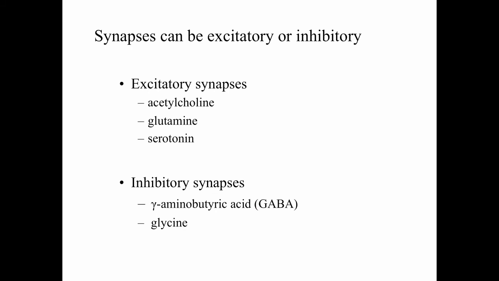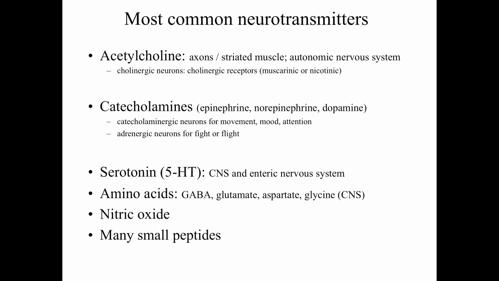Now, synapses, as you know, can be excitatory or inhibitory synapses. An excitatory synapse might involve transmitters like acetylcholine or serotonin. An inhibitory synapse might include something like gamma-aminobutyric acid or glycine. There are some common neurotransmitters. I'm not going to test you on these for our course, but I think it's worth that you review them to help you integrate and correlate with material you're going to study in physiology.